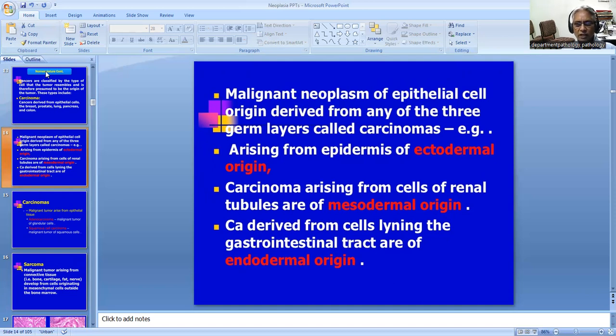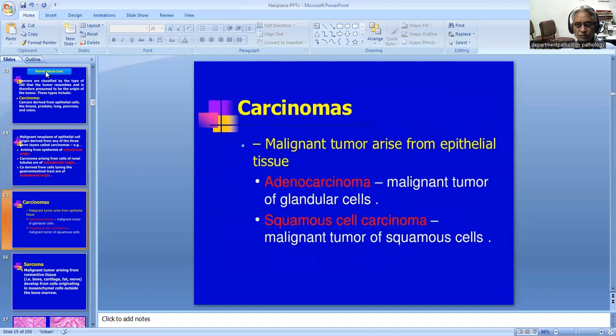So all tissues, either they can be of ectodermal origin, they are epithelial, or they could be of mesodermal origin, as I told you: fibrous tissue, bone tissue, blood vessels, adipose tissue, they all are of mesodermal origin, and either of the endodermal or gland. So if a malignant tumor arises from epithelial tissue, if it is arising from the glandular tissue, then it is known as an adenocarcinoma. But if it is arising from the squamous cell, it is known as a squamous cell carcinoma.